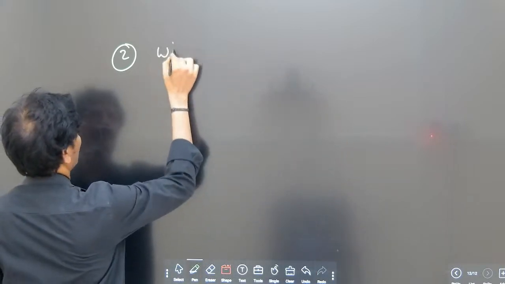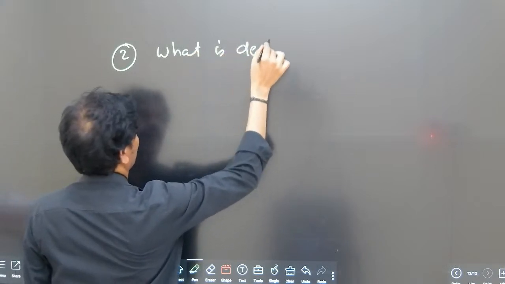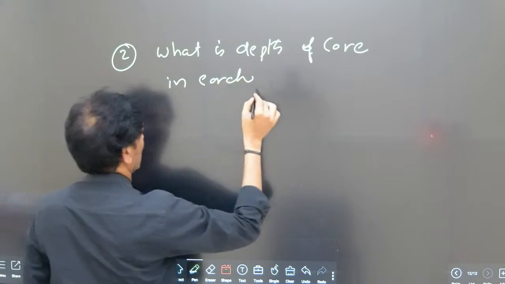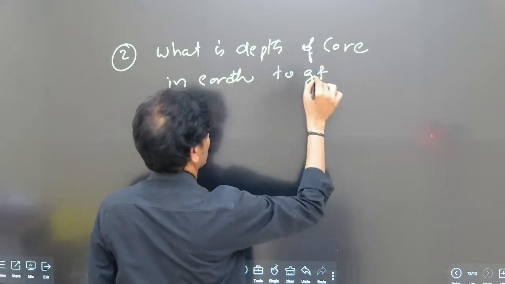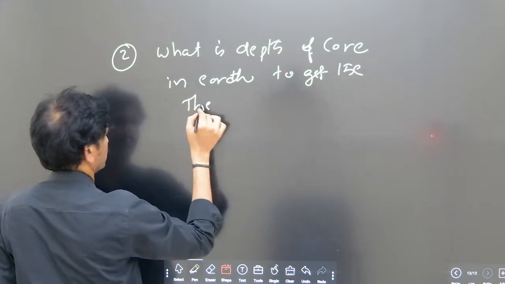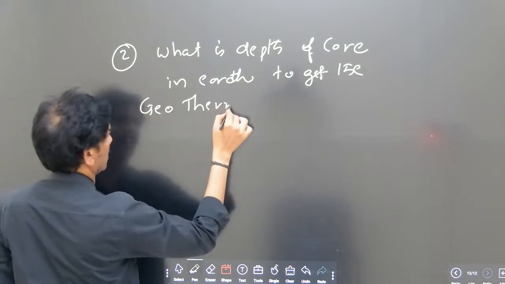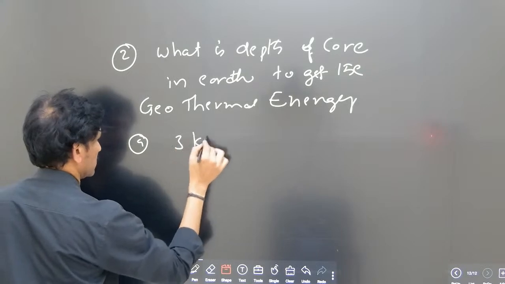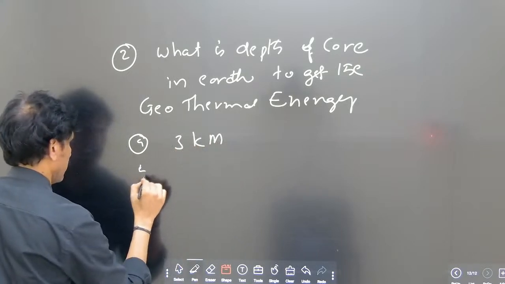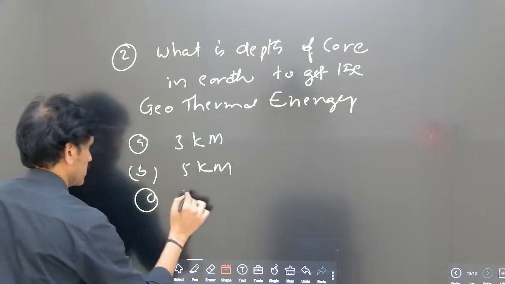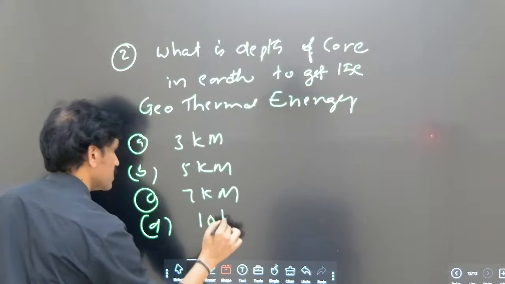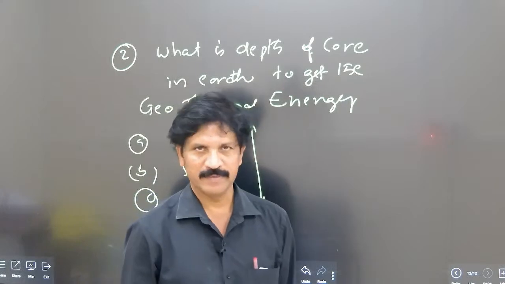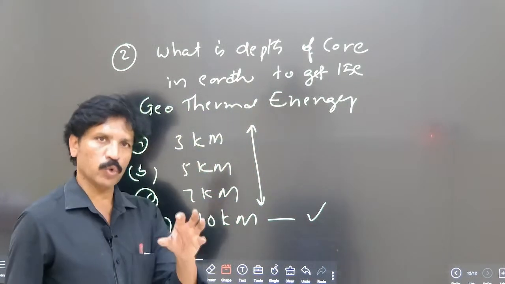What is the depth of the core in the earth to get the geothermal energy? A, 3 kilometers; B, 5 kilometers; C, 7 kilometers; D, 10 kilometers. Up to 7 kilometers the availability of water is there. So the right answer is 10 kilometers, which is the core.